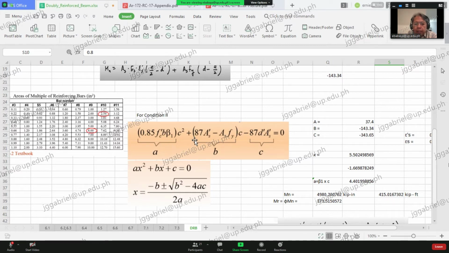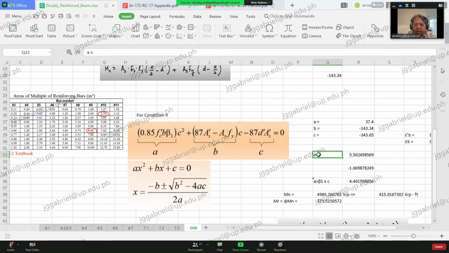So applying this formula, your A is 37.4, your B is, sorry, I might confuse you. I have to change this to a small letter, para consistent tayo sa what's in the formula. A is this part, B is this part, and then C is this. Okay. Now, we will have to get the solution.